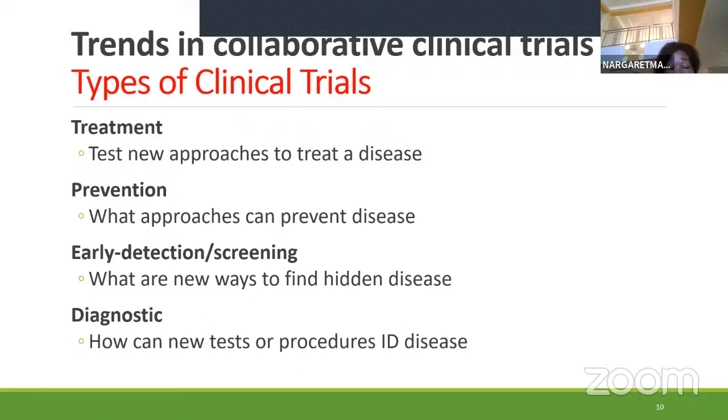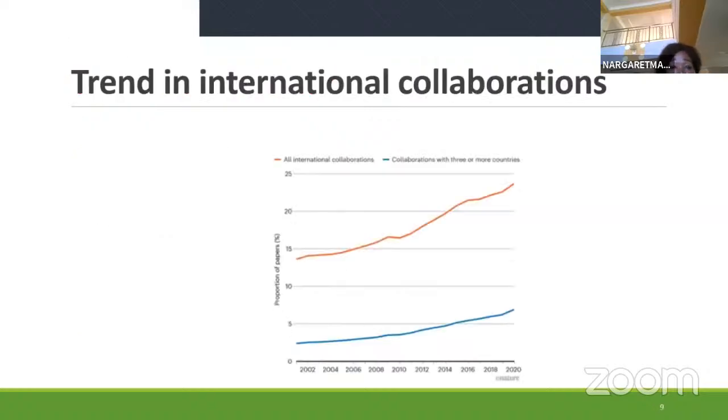Internationally, this is a graph. Can we go back to that graph, please? This is a graph showing the trend. The previous slide, please. A trend on collaborative research, the one in red. All international collaborations, as can be clearly seen, are increasing over the years. The graph spans the period 2002 to 2020. The blue one is a collaboration with 3 or more countries over the same period. Again, the trend shows an increase.